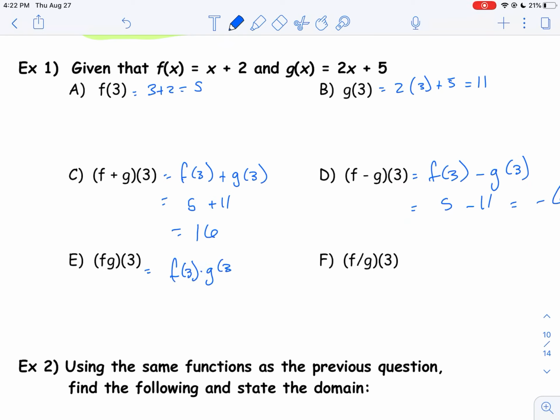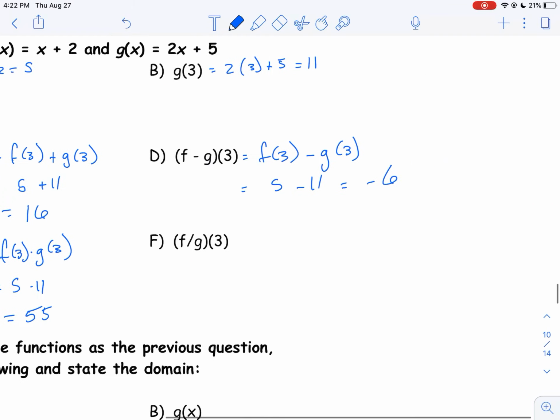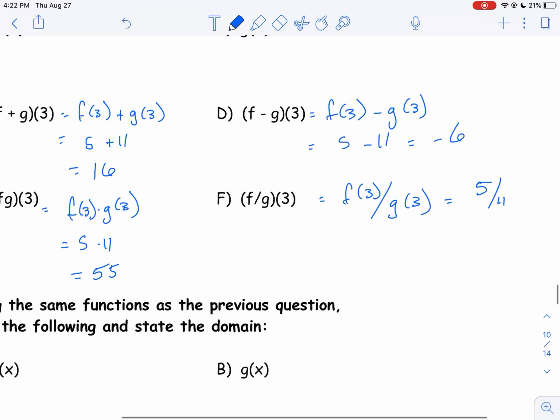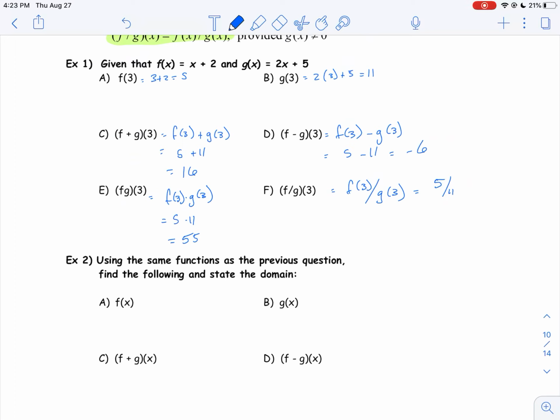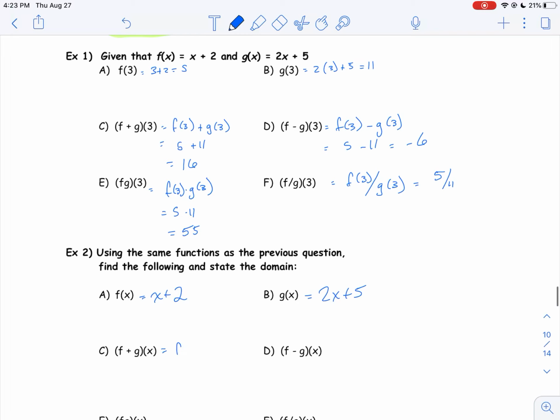Multiplication. I think you get the idea here, right? So 5 times 11. And division. I'm going to leave that as 5 11ths. Okay. Now it says do the same thing only with x, state the domain. F of x, well, that's x plus 2. G of x then, we've got 2x plus 5. Here it says to add f of x and g of x together. So I just replace f of x with x plus 2. Take that function. And then I need to add g of x, which is 2x plus 5.